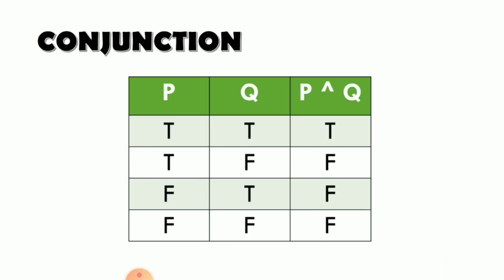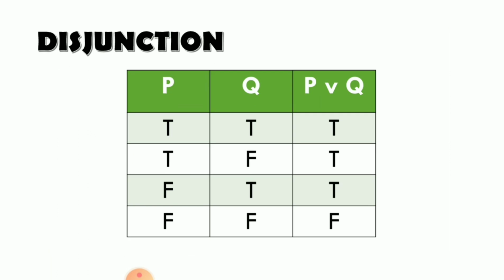First, we have the conjunction. Under conjunction, it will be true if both the propositions are true. Otherwise, it will be false. Next is the disjunction. Under disjunction, it will be false if both the propositions are false. Otherwise, it will be true.